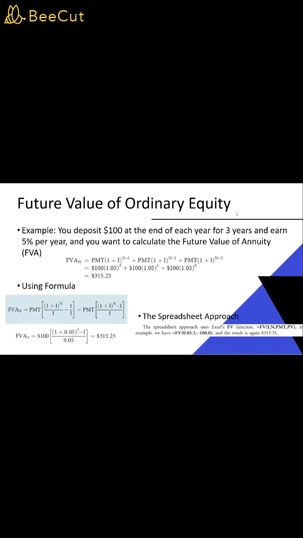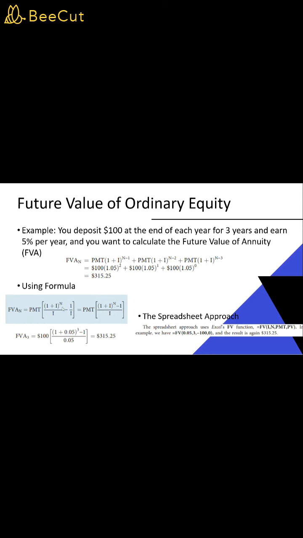Now, if you need to calculate the future value of an ordinary annuity, this is basically how you would do it. You take the payment of 100 and compound it for 2 years, for 1 year, and for 0 years, because you'll be getting the last 100 at the end of the year. That's why the last one is 0. And that will give you a total of 315.25.